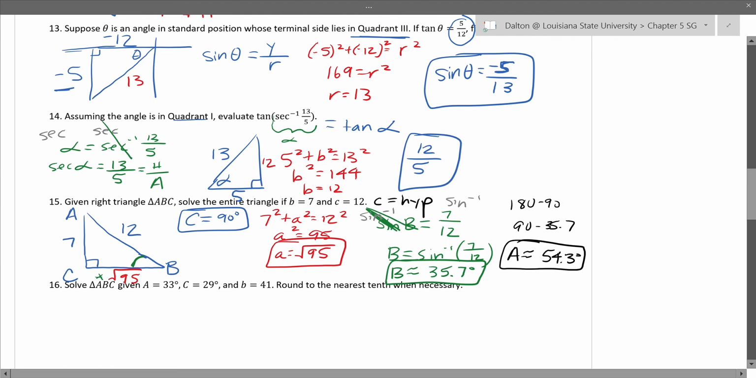So this is the front side of your study guide, and I'll make a separate video for the back side.